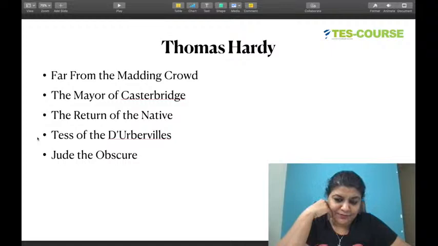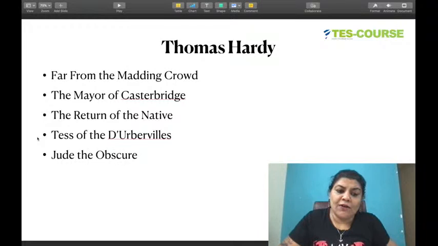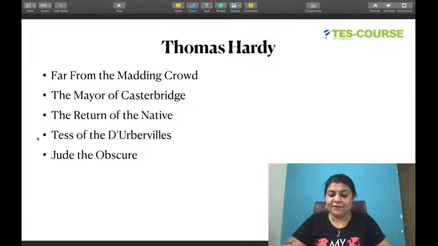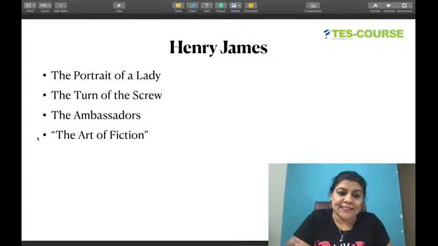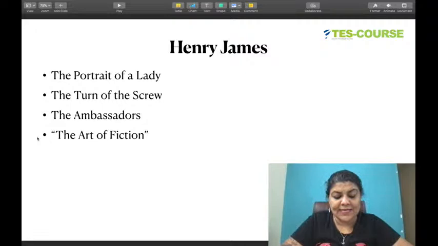Which of these novels depicts a man displaying swordsmanship? It is Frank Troy in Far From the Madding Crowd. We'll read extra, okay? If I went too fast, read extra. And then Henry James. Which of these is a Gothic work? It is Turn of the Screw. What is the name of the protagonist in The Portrait of a Lady? Isabel Archer. What is the name of the narrator in The Ambassadors? Lambert Strether.